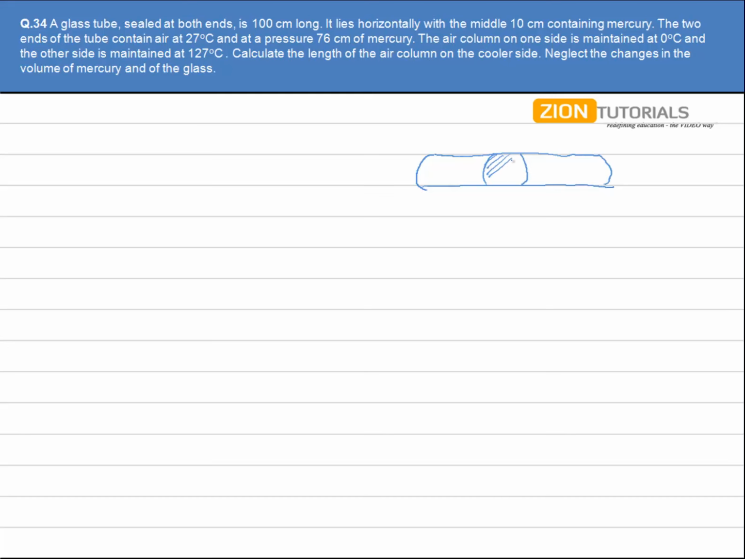This is all mercury. Now the entire length is 100 centimeter, and in the middle it is 10 centimeter, right? Now it is in the middle, that means this must be 45 centimeter, and this should also be 45 centimeter. Right now the entire tube is at 27 degrees Celsius. This is 27 degrees Celsius and this is also 27 degrees Celsius.